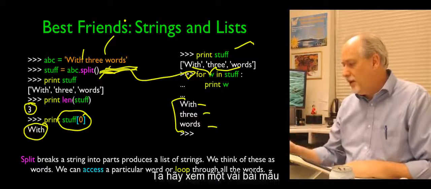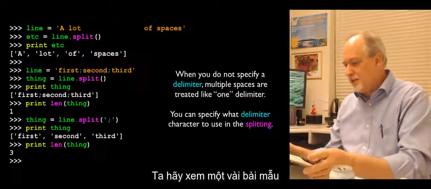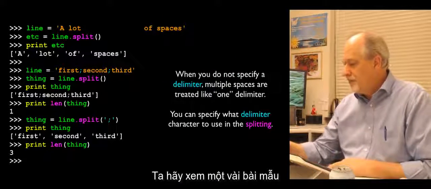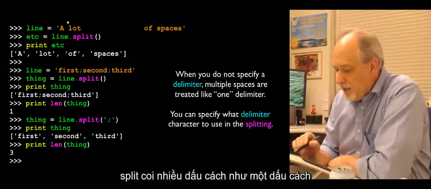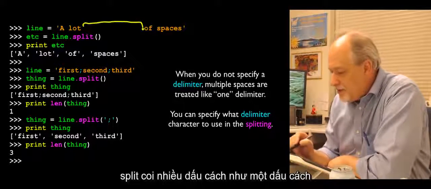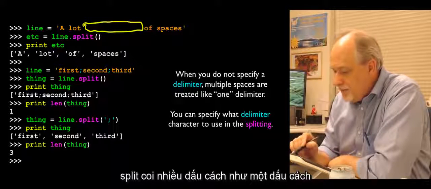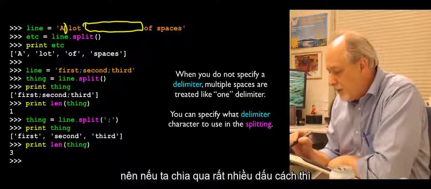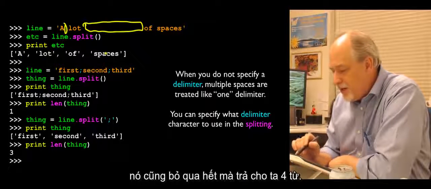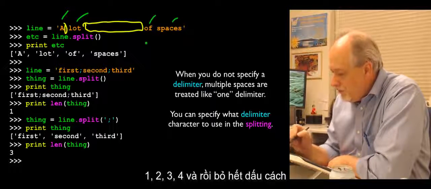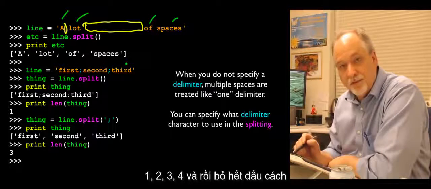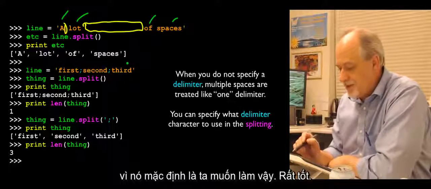Okay? So let's take a look at a couple of samples. Just a couple things to teach you a little more about split. Split treats many spaces as equal to one space. So if you split a line with a lot of blank spaces, it still just throws away all those spaces and gives us four words. One, two, three, four, and throws away all the spaces, because it assumes that's what we want done. So that's nice.